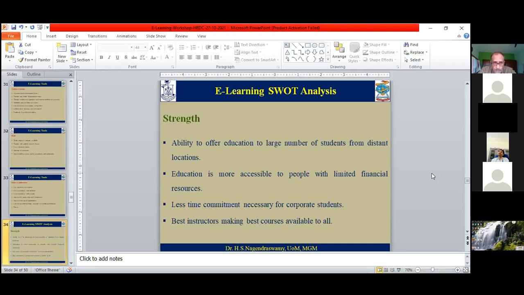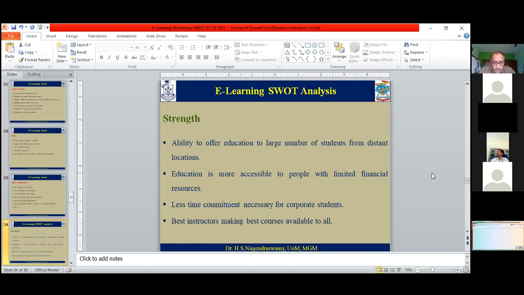Education is more accessible to people with limited financial resources. So definitely, if you want to travel to a particular place to get a particular education, then you have to pay a lot for your travel cost, accommodation, food, and everything. But if it is offered online with the same quality, then it is definitely of a lesser cost. That's why, for limited financial resources, we can provide the best with e-learning.